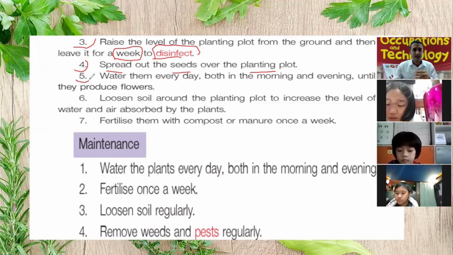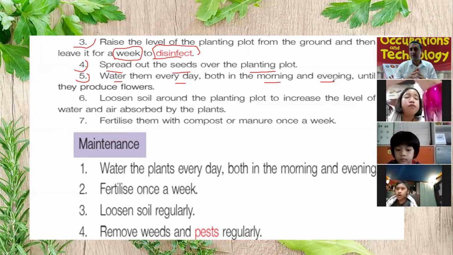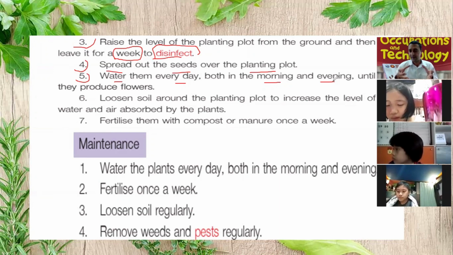Step number 5, we have to water them every day, both in the morning and evening, until they produce flowers. For this sort of plant, we have to make sure we give water every day, 2 times a day, once in the morning, second time in the evening, with the help of a watering can. So we already have a watering can, and we're going to give water 2 times a day until they produce flowers.